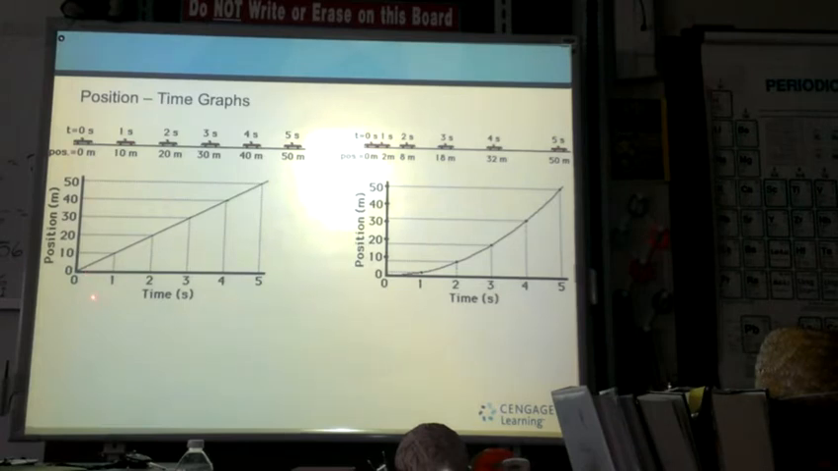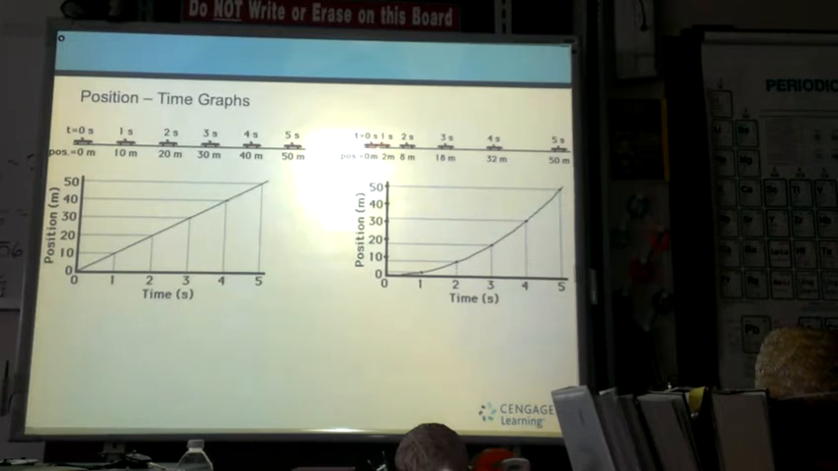So when I graph this, I should get a nice straight linear line. I should get a linear relationship, and I do. I see that here. So in any position-time graph where you see a nice linear line like this, you know that speed is constant.